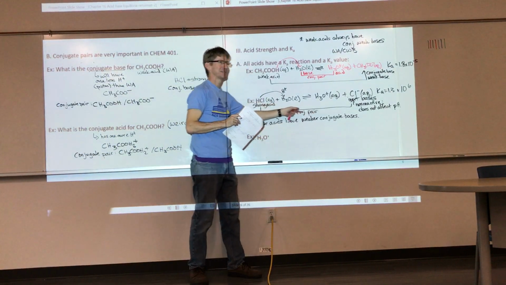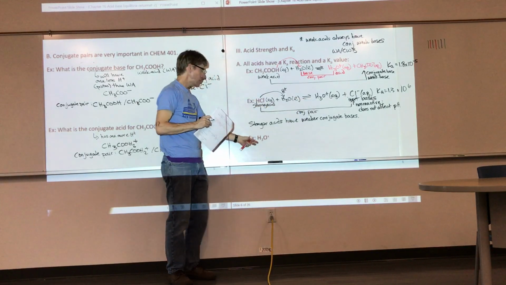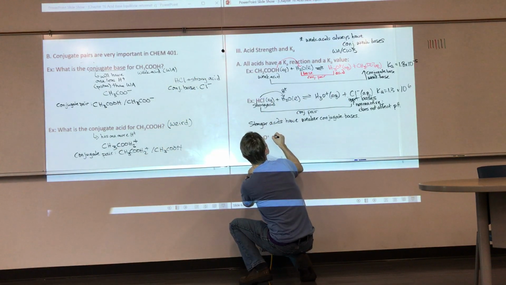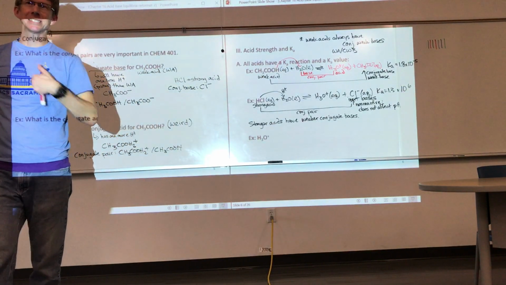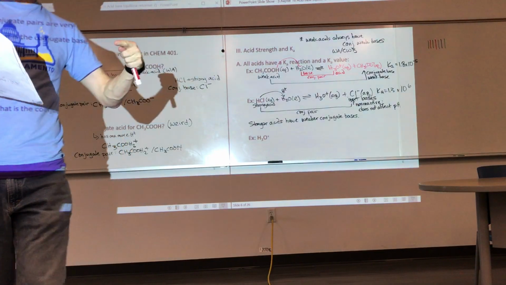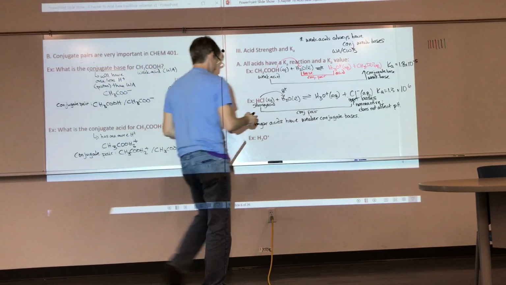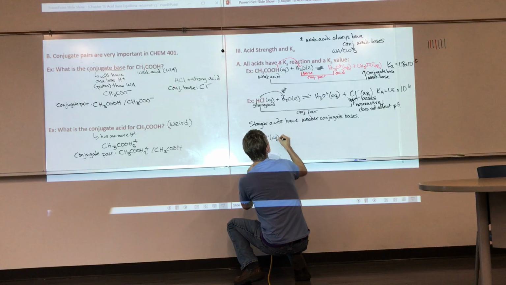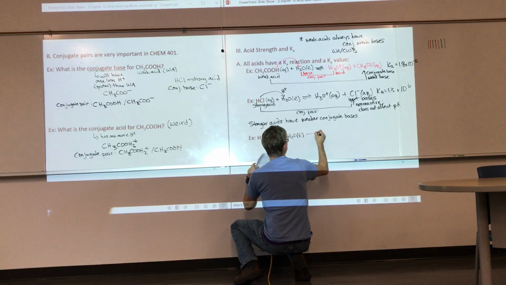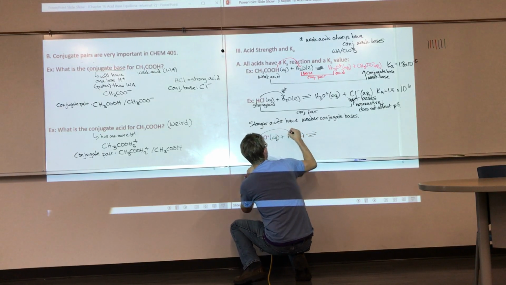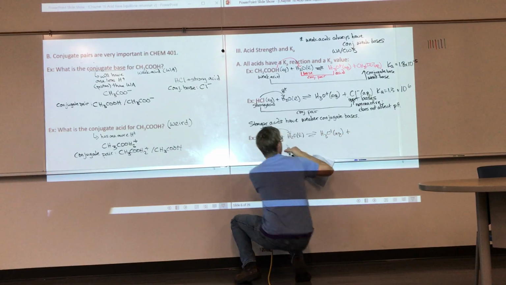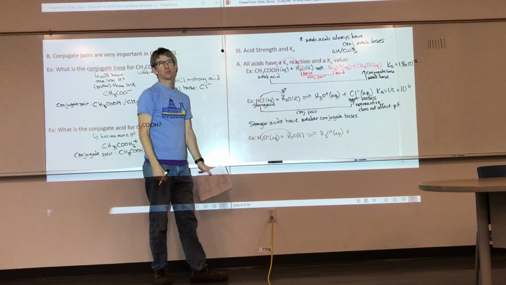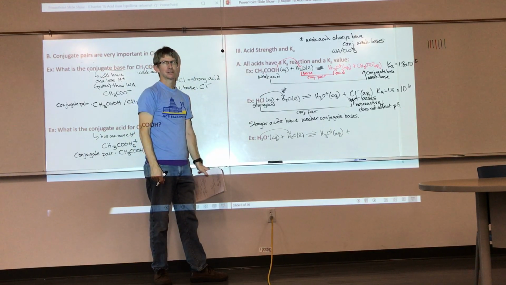And no, we still haven't done these. They're still conjugate pairs. We can write a Ka for this. I bet you could. Whatever it is, I told you it's an acid. Add water to it, transfer a proton. What's the other product? Water.